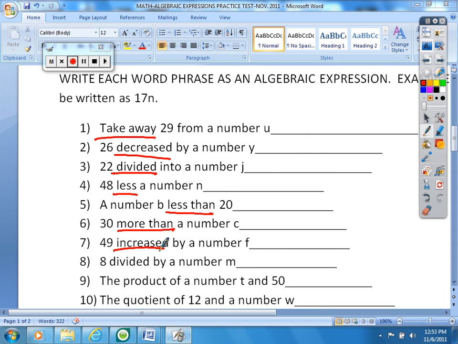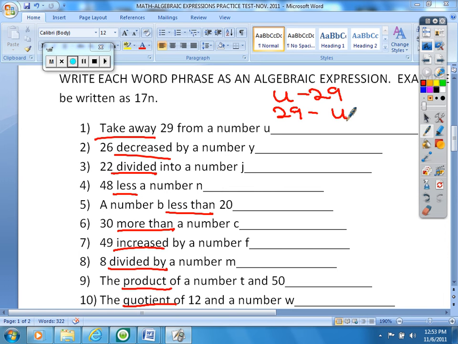I'm numbering all these as far as I can get down. All right, there. I've got my keywords underlined. Take away 29 from u. I know it's going to be either u minus 29 or 29 minus u. And I've told you this before in my last video.